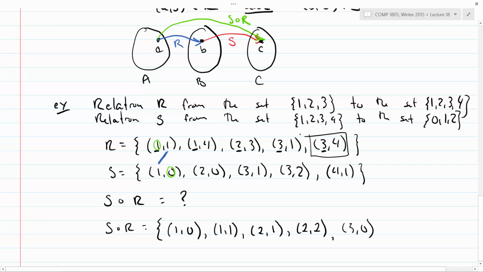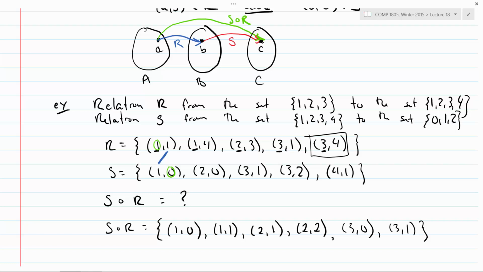That ends with 4, so I look for everything that starts with 4 in S. There's only the last thing, 4, 1. So I have 3, 4, 4, 1, so I give myself 3, 1 in the composition. Okay? And now I'm done. Right? There's nothing left to do. I've exhausted all the possibilities for the starting element. So this is the composition S follows R.